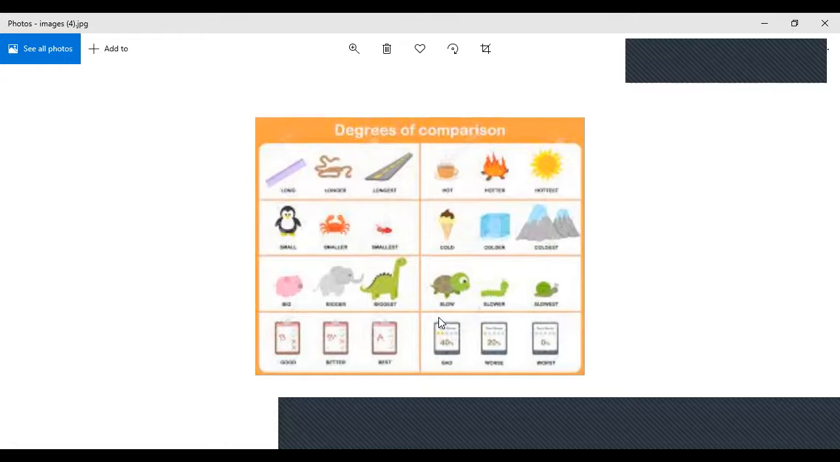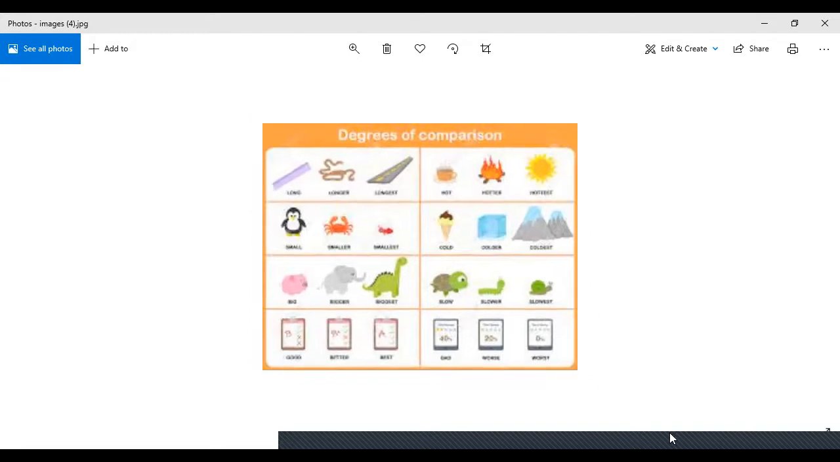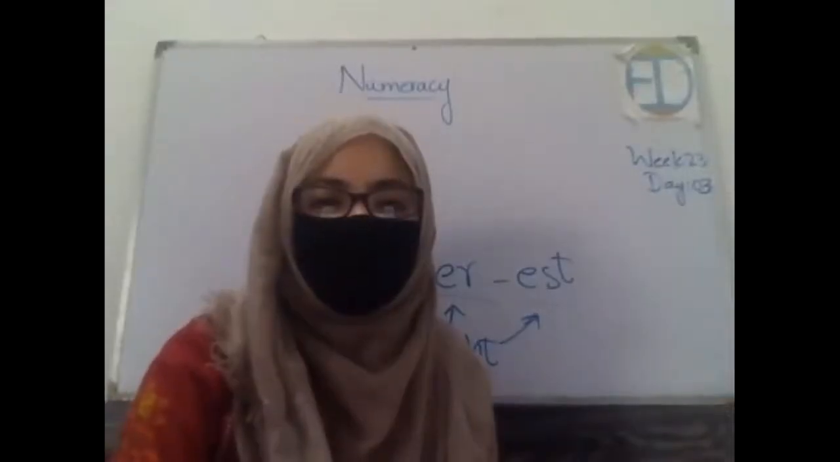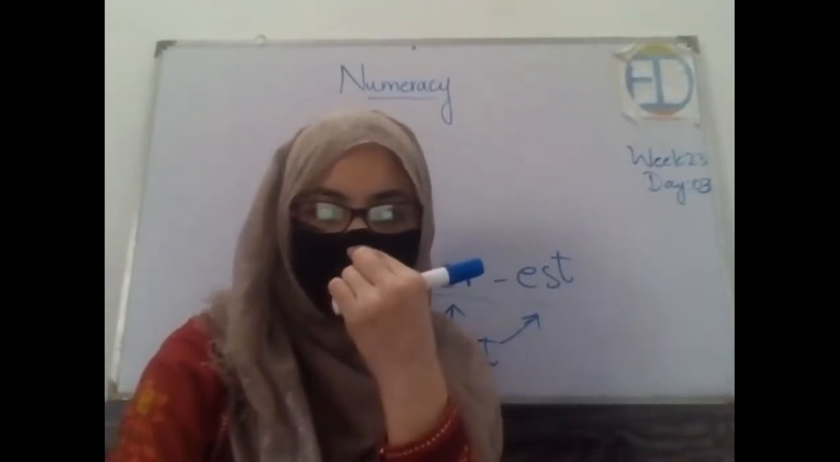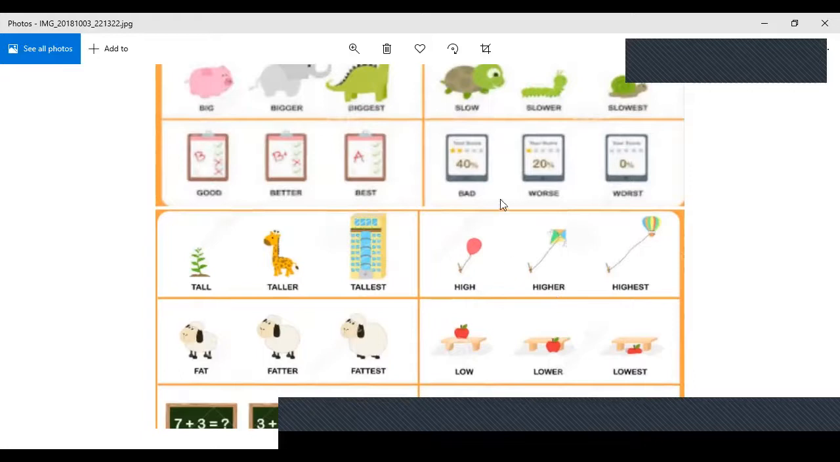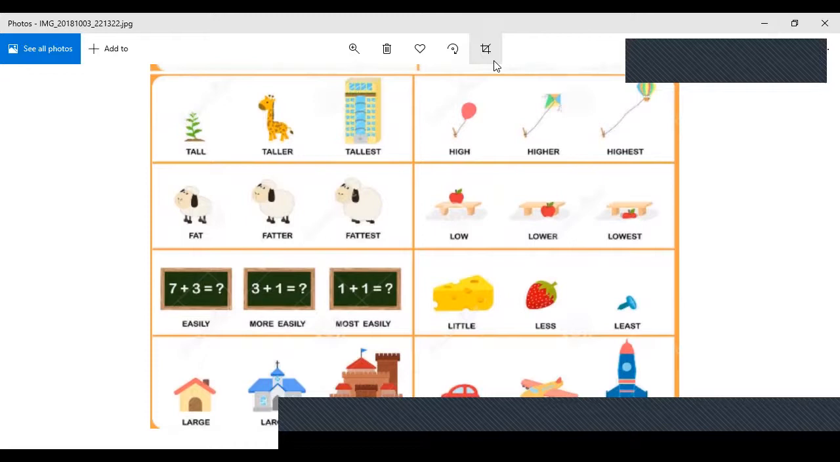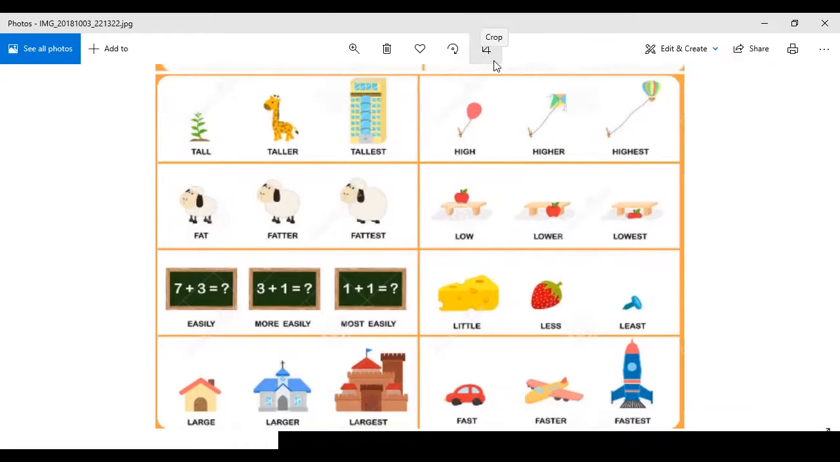Okay, look at this first one. Degrees of comparisons, right? We have these words, and all of these degrees we will be discussing together. We will be making the second and third forms of all of them by using the same procedure or technique, that is by just adding er and est to it, right? These are the most common words in front of you right now on your screen, the ones that we use in our daily life.